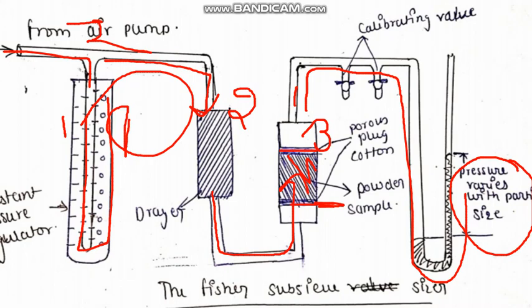If the fluctuations are high, it means the powder has more surface area. If the fluctuation between the left arm and the right arm is less, it means the surface area is less. From here, the value of surface area is determined.